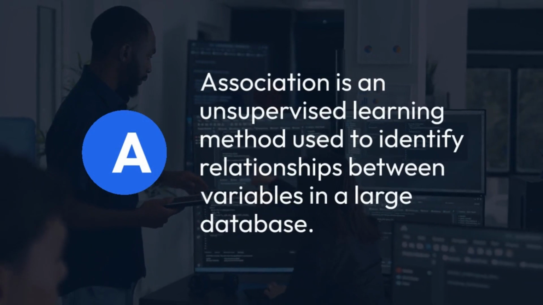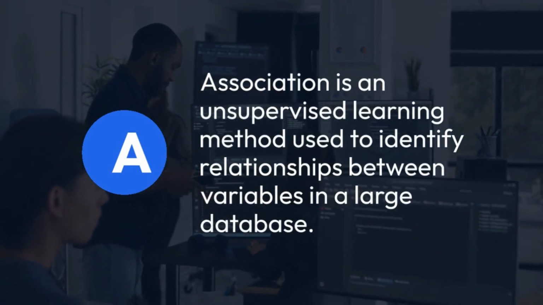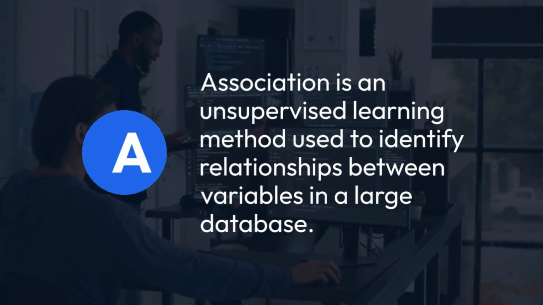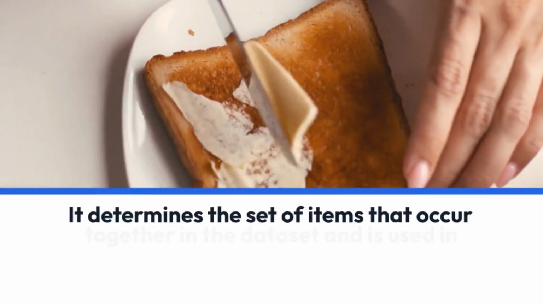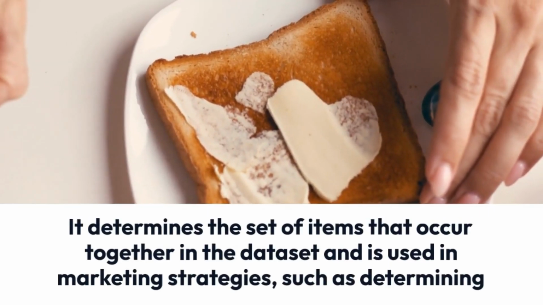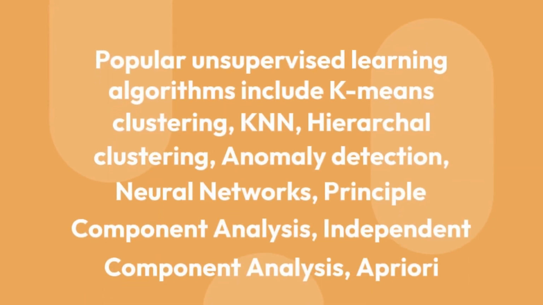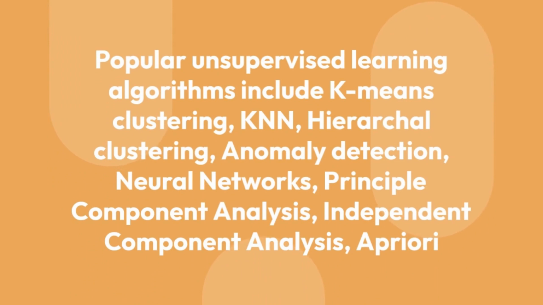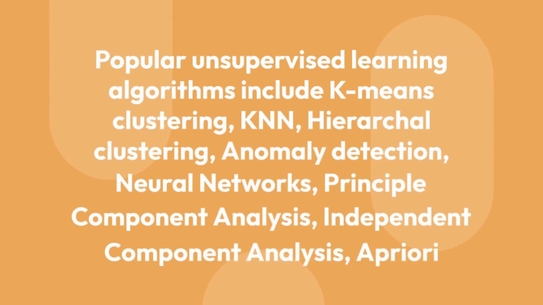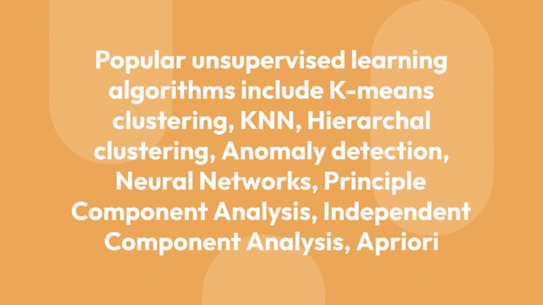Association. Association is an unsupervised learning method used to identify relationships between variables in a large database. It determines the set of items that occur together in the dataset and is used in marketing strategies, such as determining that people who buy bread also tend to purchase butter or jam. Popular unsupervised learning algorithms include k-means clustering, KNN, hierarchical clustering, anomaly detection, neural networks, principal component analysis, independent component analysis, a priori algorithm, and singular value decomposition.